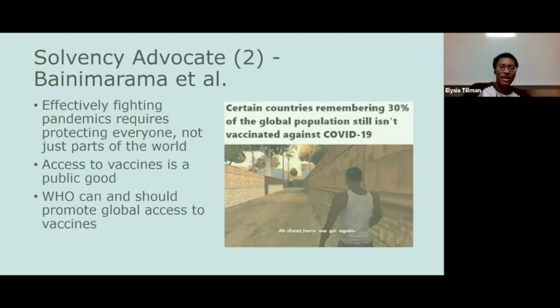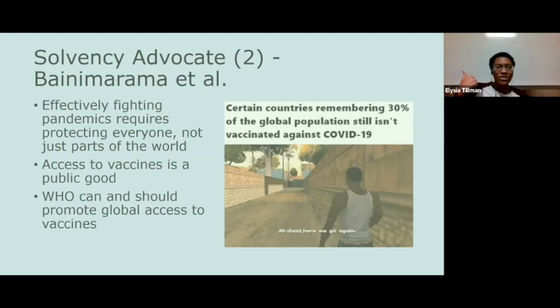So the focus is on the nature of how fighting disease works, how pandemics work, how vaccination works, is that it's not as effective unless everyone is protected. So making sure that everyone, no matter where they are in the world, has access to vaccines is super important. And this card specifically advocates for the WHO promoting that access to vaccines around the world.